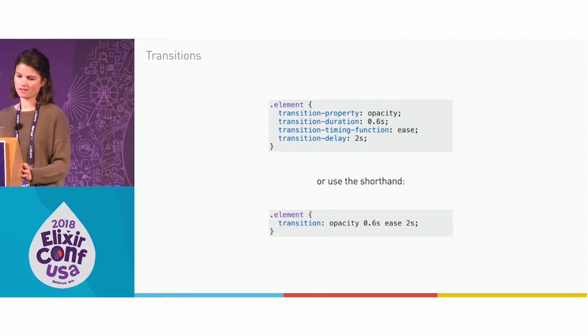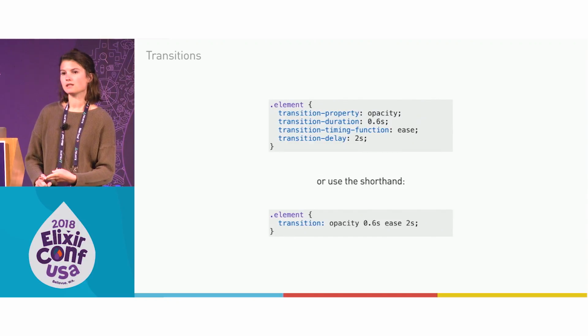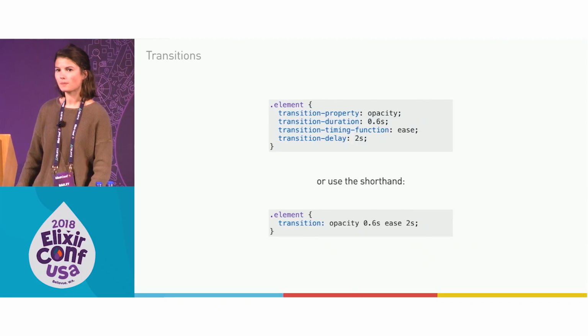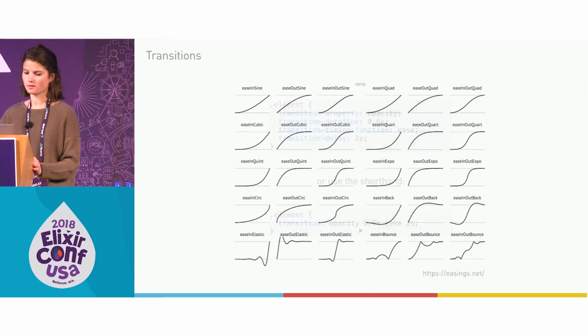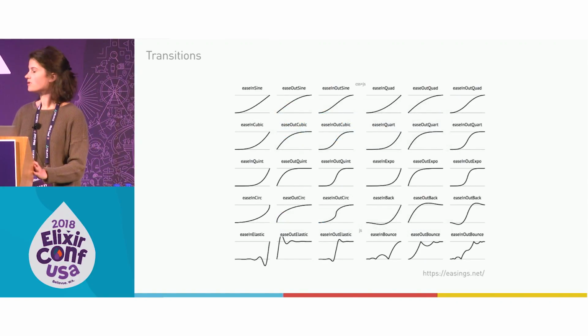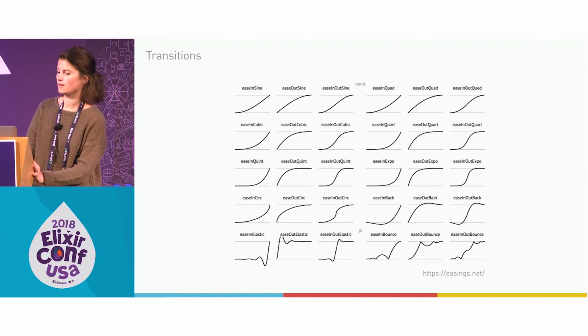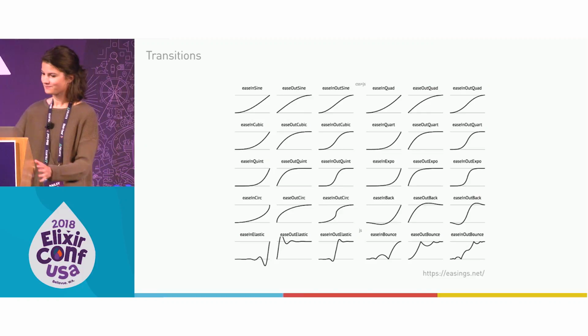So going back to the timing function, you can use linear, ease-in, ease-out, or use a cubic Bezier function. And if you Google those, there's some pretty good resources for that. But here are some of the other timing functions that you get out of CSS. And these are from easings.net, which is a good resource for that.